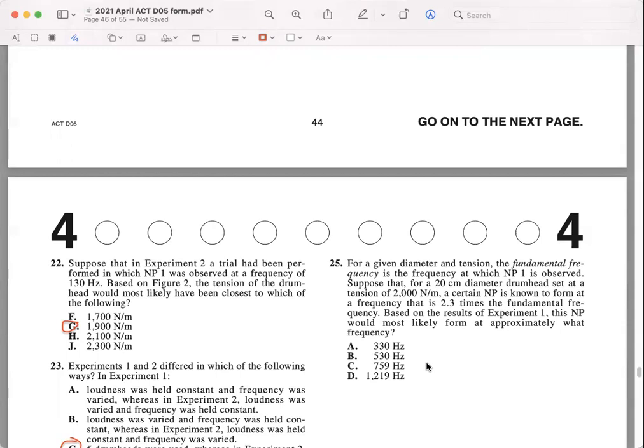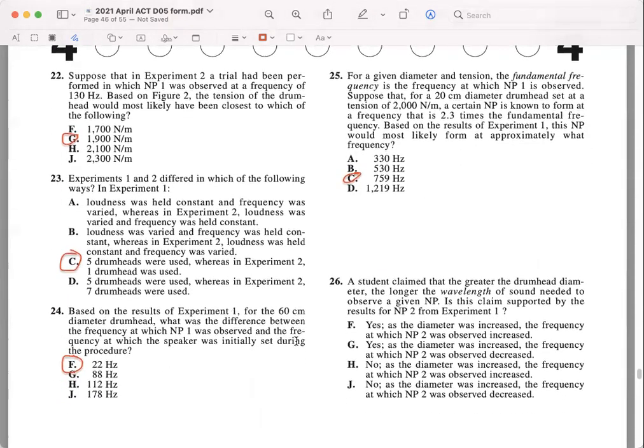2.3 times 330. So that's 759, option C. Okay. A student claimed that the greater the drumbeat diameter, the longer the wavelength of sound needed to observe a given NP. Is this claim supported by the results for NP2 from experiment 1? The longer the wavelength of sound.